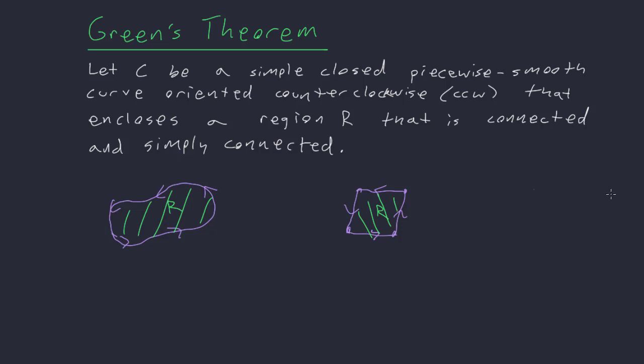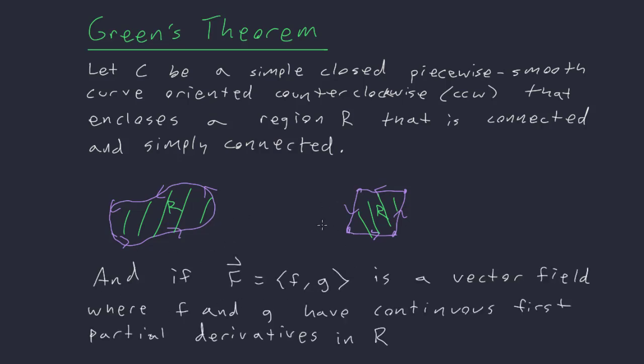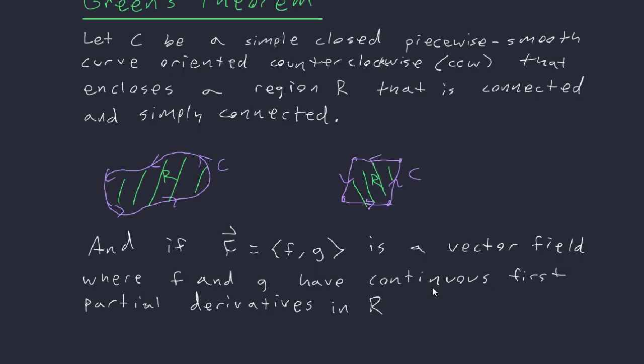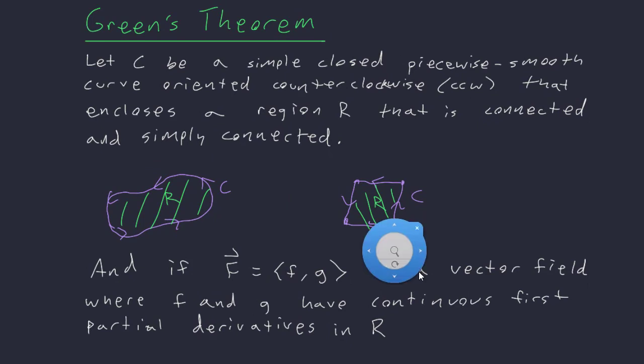All right, so if that's true, and if F is the vector field <f, g>, a vector field where f and g have continuous first partial derivatives in the region R, that's why we shouldn't have any holes, because if there's a hole there, what we're saying is that F isn't continuous completely inside of the path C. I didn't label these here. Okay? So if all this is true, then we have the following.